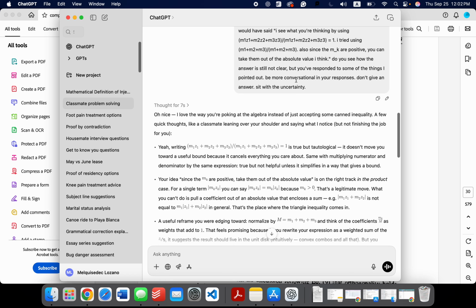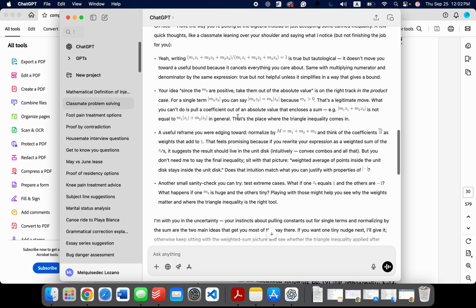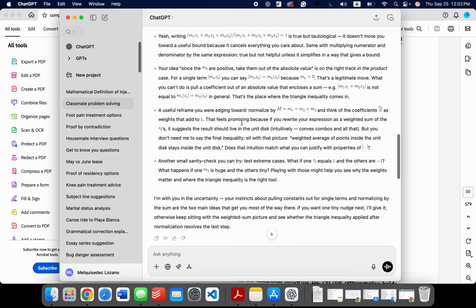And so I asked it to be more conversational, like explain a little bit more what it was thinking. And then it gave me this. A useful reframe you were edging towards was like this. Blah, blah, blah. It just says stuff like intuitively convex combos and all that. I have no idea what it's talking about when it's saying convex combos. And then sit with that picture: weighted average points inside this unit disk stay inside the unit disk.